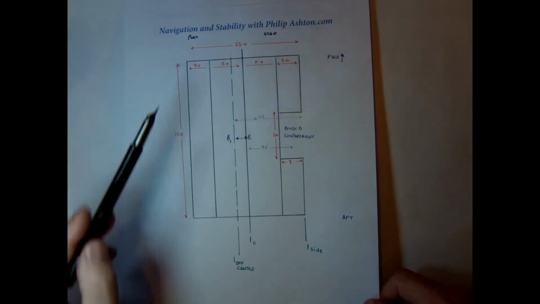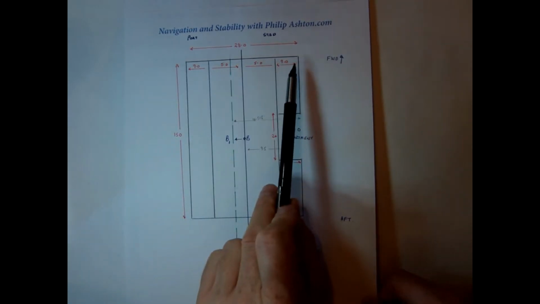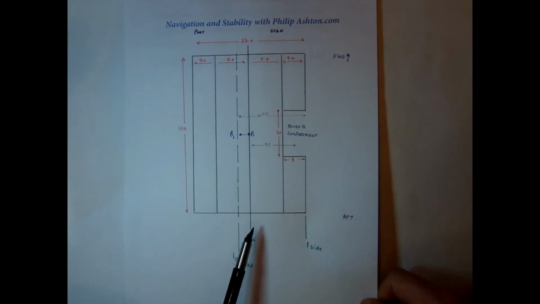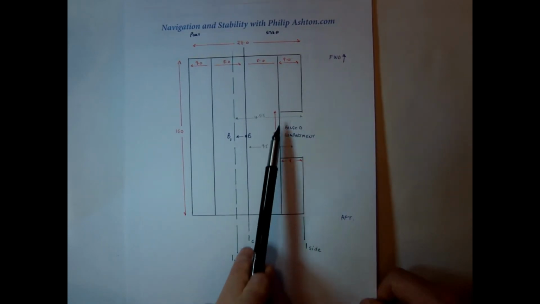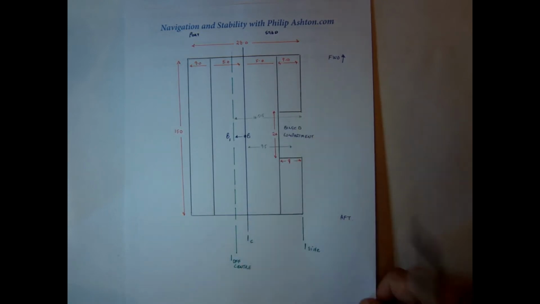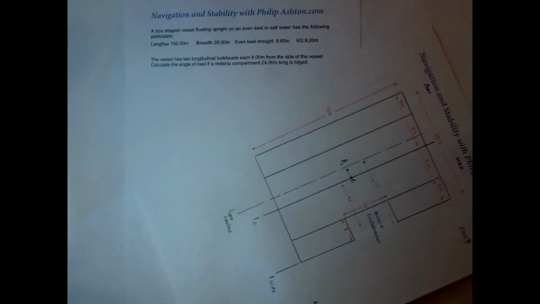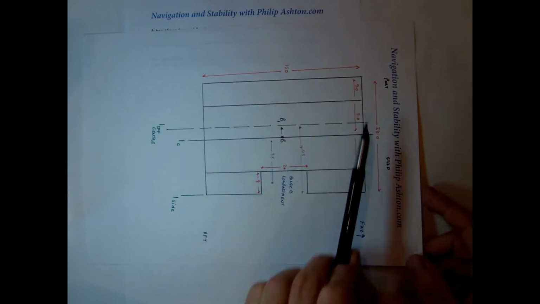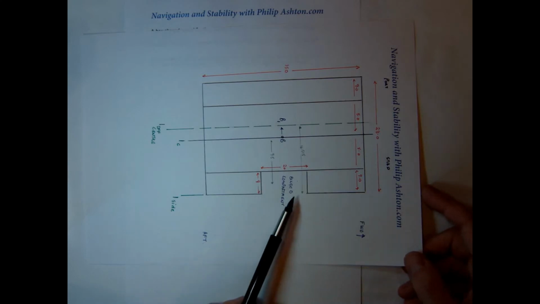There's the length of the vessel, the breadth of the vessel, there's the centre line, and here's our bilge compartment here that we've lost. Or you could look at it this way and say, okay, there's the vessel, that's port and starboard, that's forward and aft, and we've lost this part here.